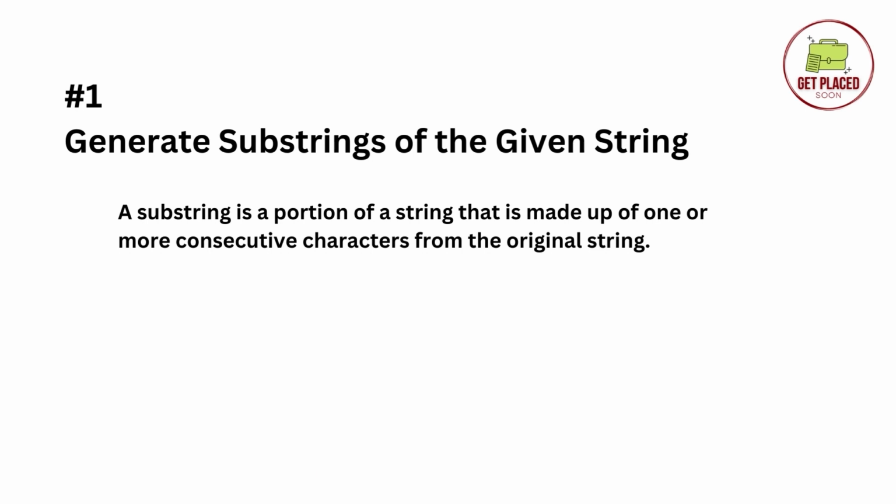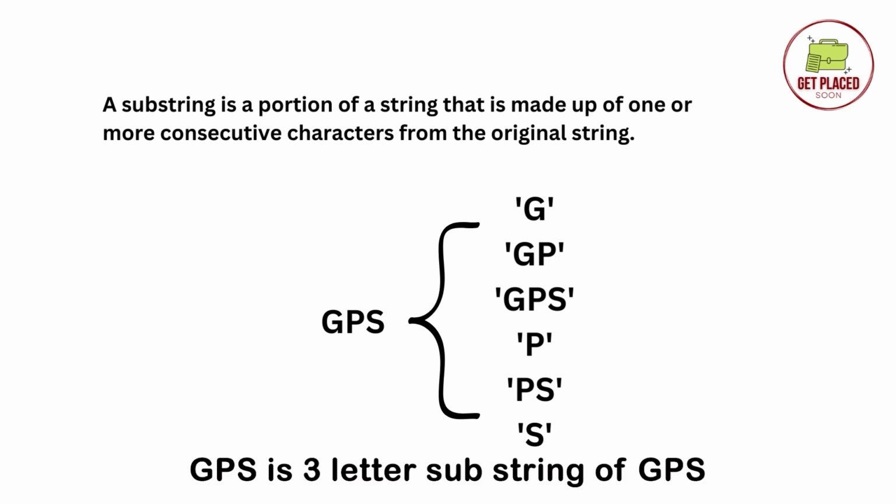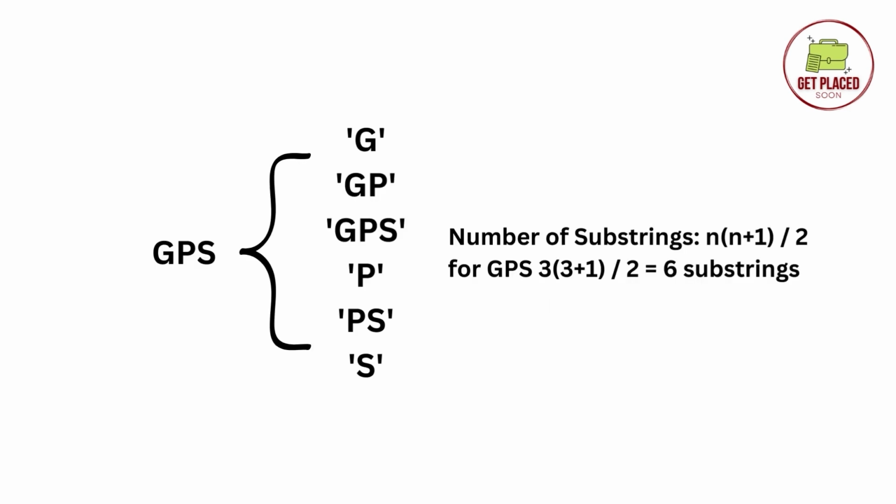Now substrings are a part of strings. Now let's take an example. In the given string GPS, we have one letter substrings, that is G, P and S, and two letter substrings, that is GP and PS. Now GS cannot be a substring because they are not consecutive in nature. Now a word can be a substring of itself. So GPS is the three letter substring for GPS. Now we have six substrings for the word GPS.